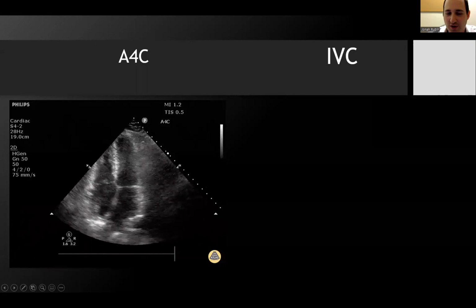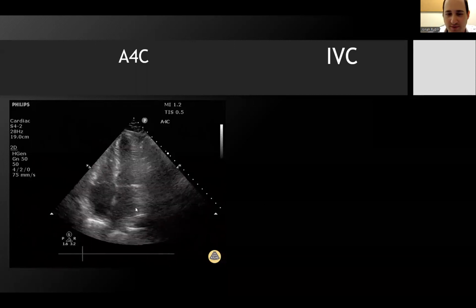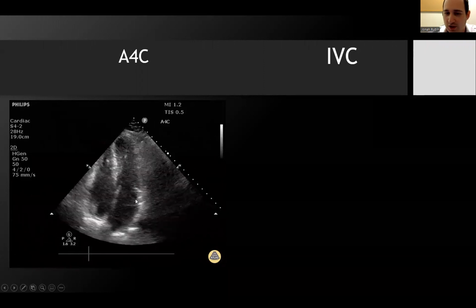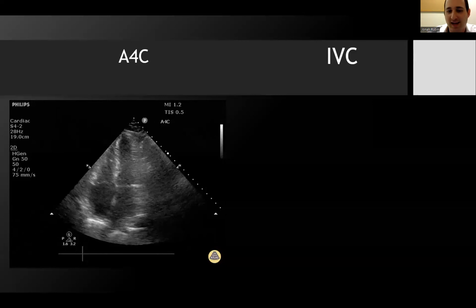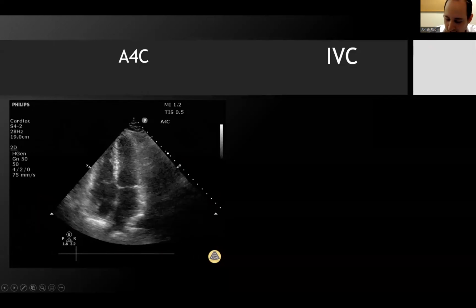Enlarged atria, while they could be here, generally don't change my differential for acute undifferentiated shock because they're usually chronic. So it could help inform, for example, if you found mitral stenosis and you don't know anything about this patient's past medical history, and then you see a large atria, it could help you realize that, okay, this patient has a chronic condition going on. But that's a good find.